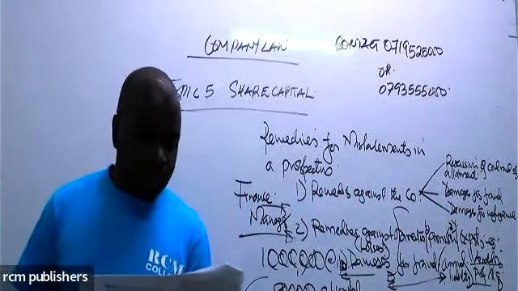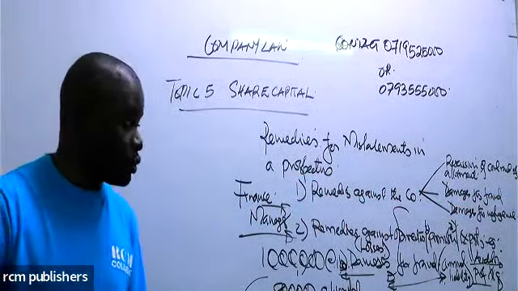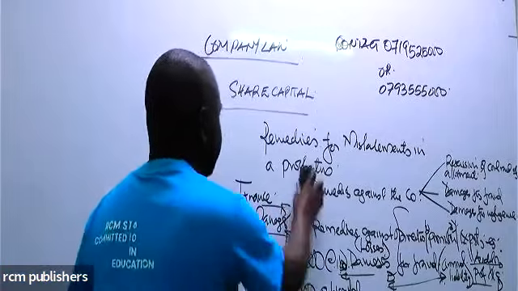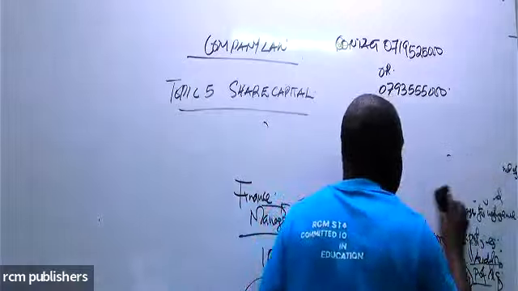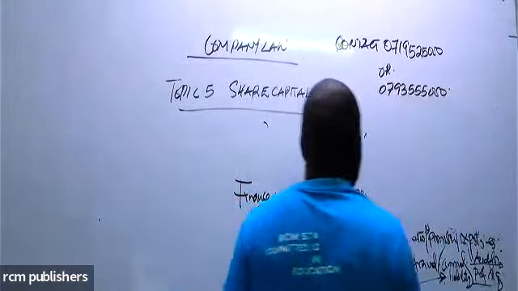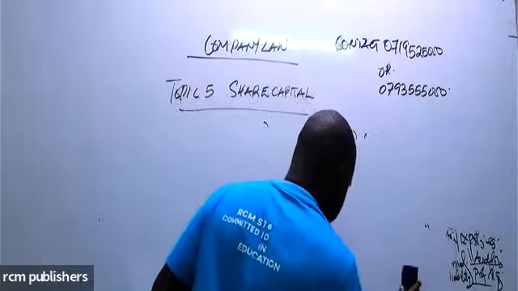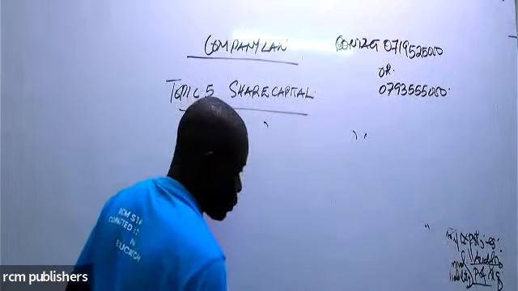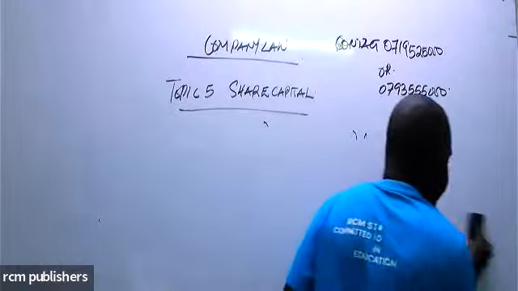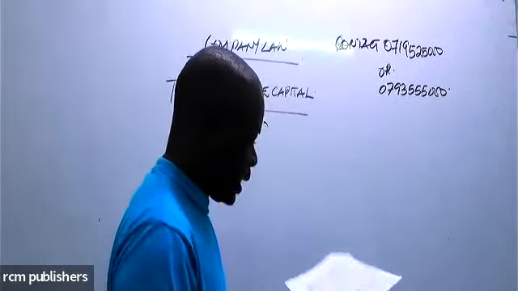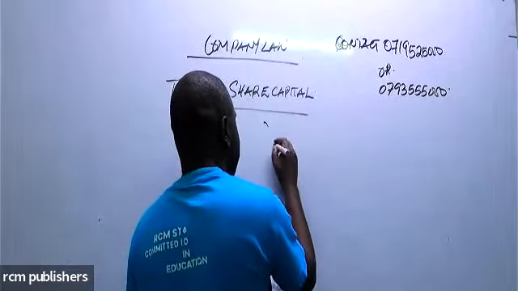So there are rules governing application. I want us first of all to look at methods of issue of shares. So how do you issue shares? Which approach can be utilized in having to issue the shares? So methods of issue of shares.